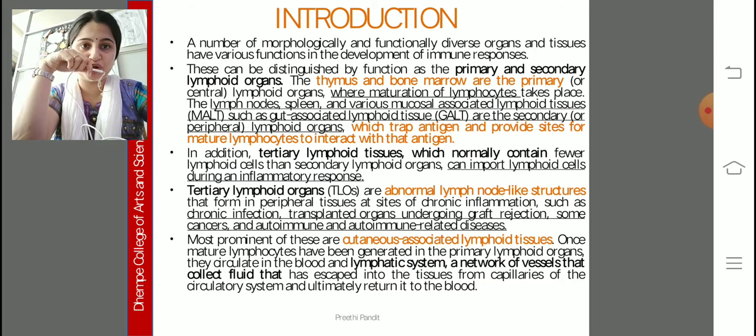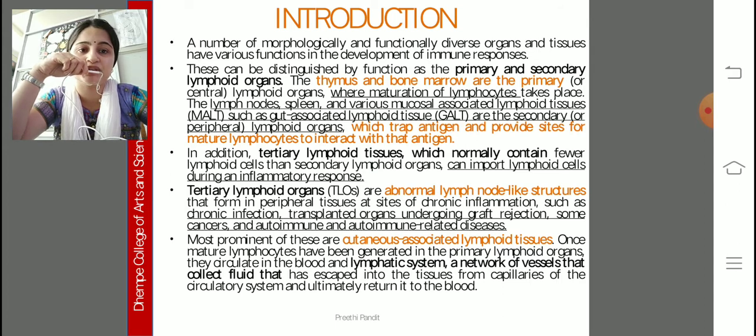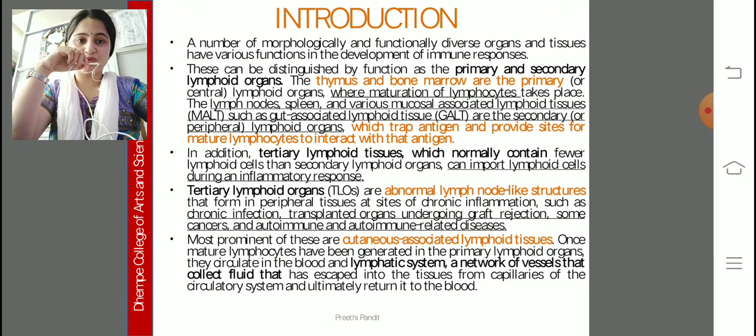Now, there are tertiary lymphoid organs which normally contain very few lymphoid cells as compared to the primary and the secondary lymphoid organs. These come into account when there is an inflammation or an inflammatory response. The tertiary lymphoid organs, also known as TLO, are abnormal lymph node like structures that are usually seen in chronic inflammation, and when they are summoned during transplantation undergoing graft rejection, during some cancers, or during some autoimmune responses.